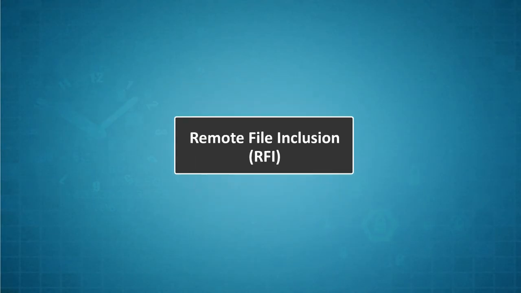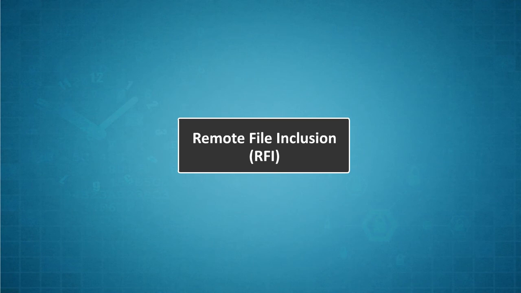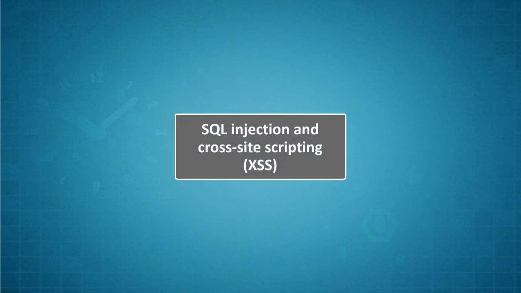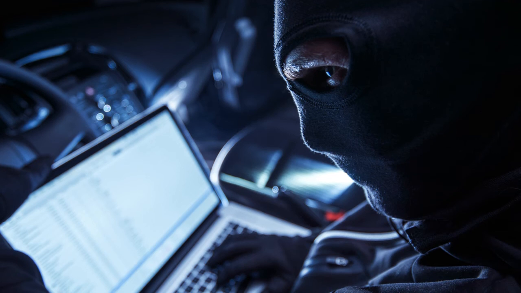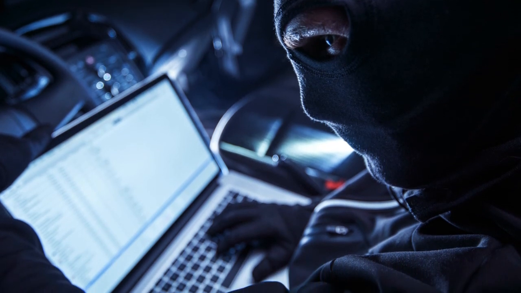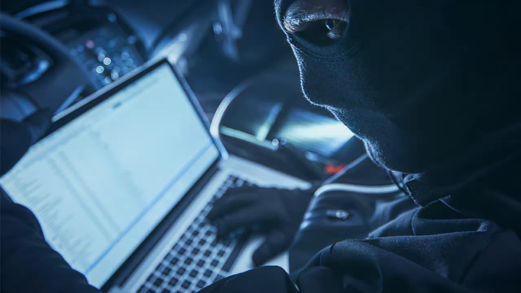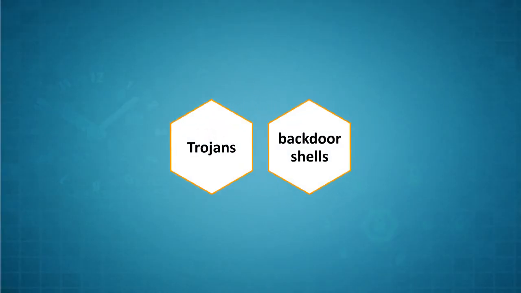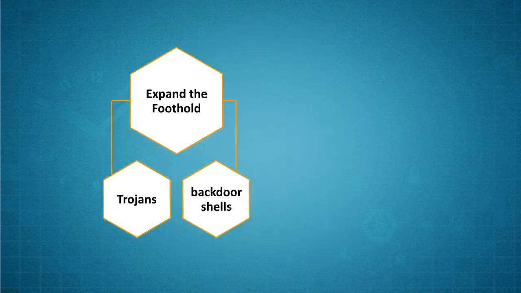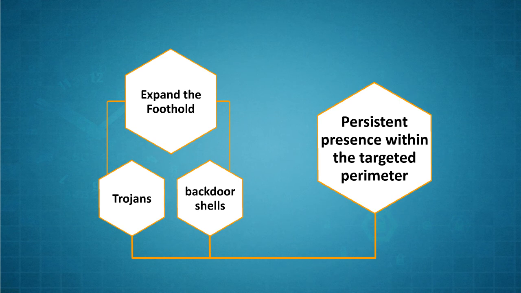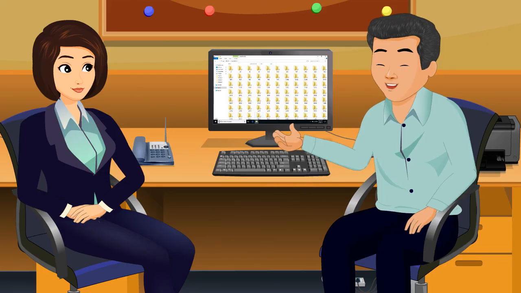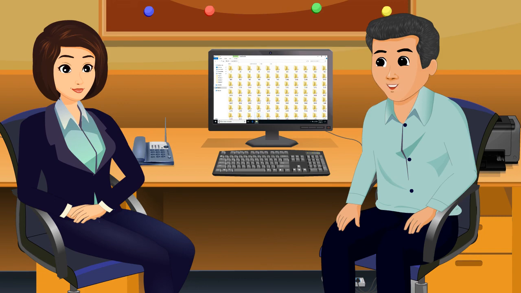More common attacks such as remote file inclusion, simply referred to as RFI, SQL injection and cross-site scripting, which is also known as XSS, are frequently used by perpetrators to establish a foothold in a targeted network. Next, Trojans and backdoor shells are often used to expand the foothold and create a persistent presence within the targeted perimeter. How can organizations mitigate APT attacks?